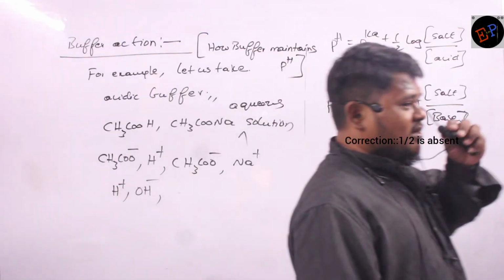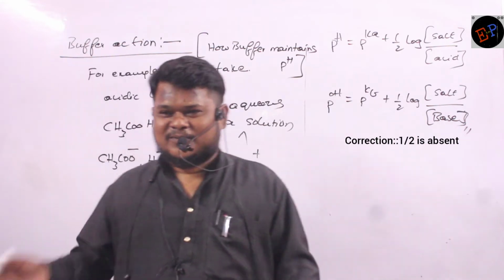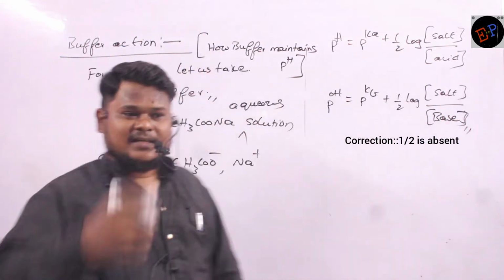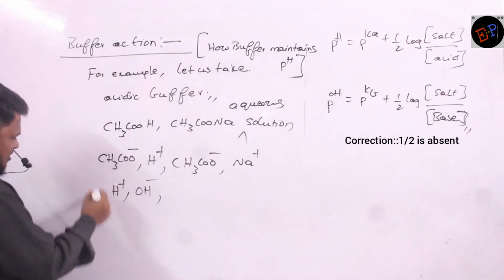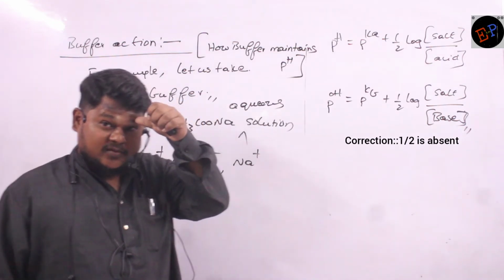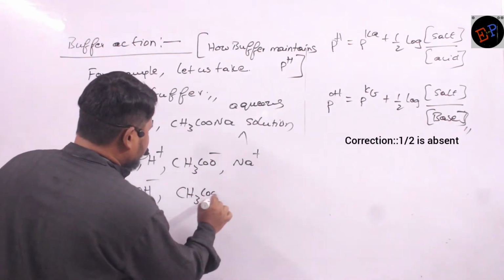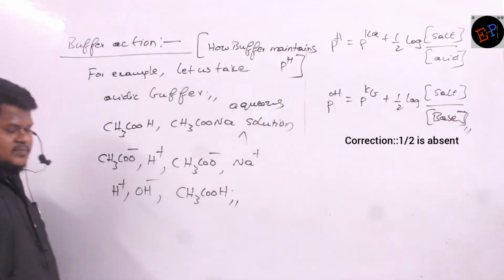Still there is one component in this aqueous solution. What is that? Hydronium ions are nothing but H plus only, when they react with water. There is one more component. What is that? One more component is CH3COOH itself.